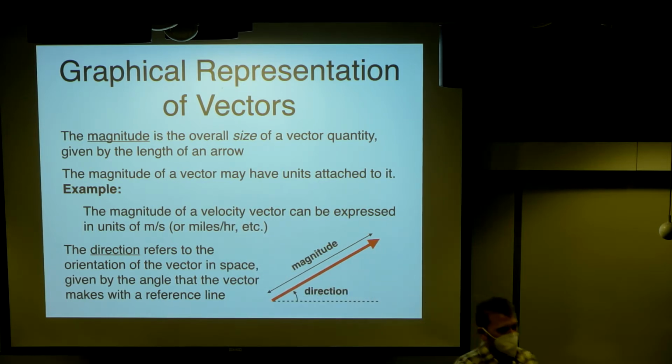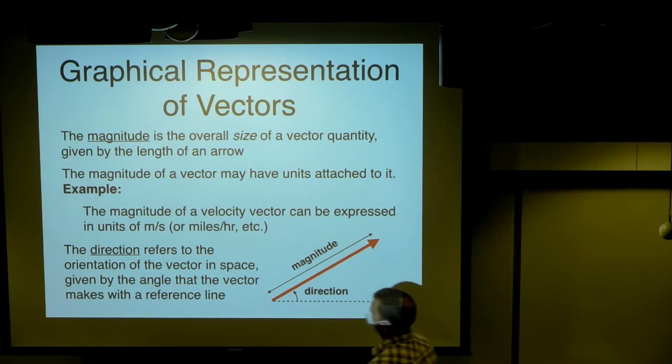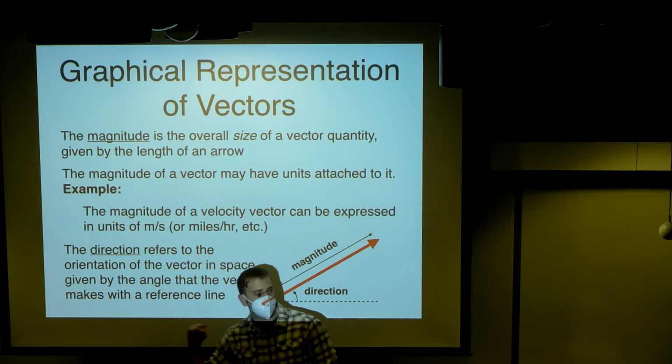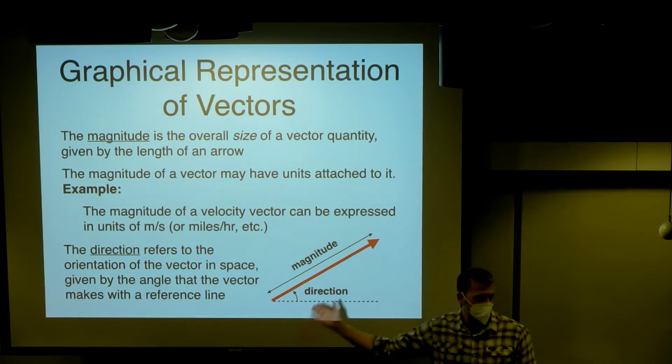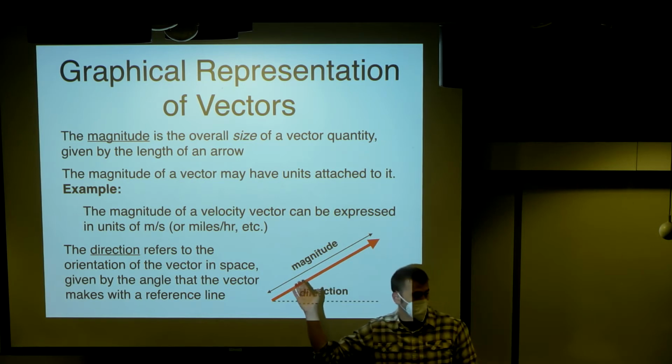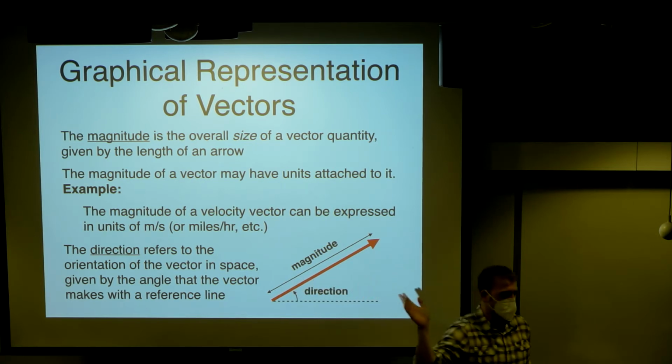So an example of that would be if we had a velocity vector, the units might be meters per second or miles per hour. The magnitude of the vector would have those units associated with it. Okay, what about the direction? Well, that's pretty straightforward because the arrow in our diagram is pointing somewhere. Whichever way it's pointing, that's the direction.